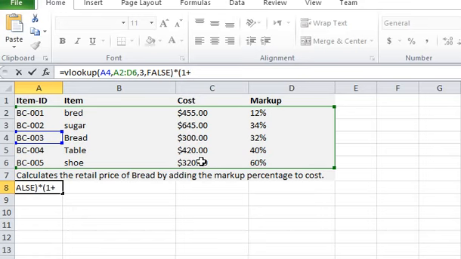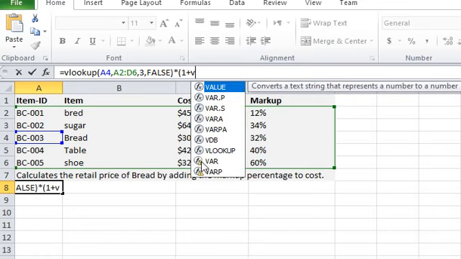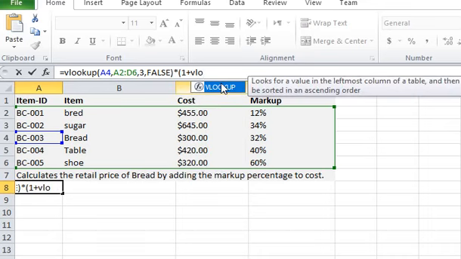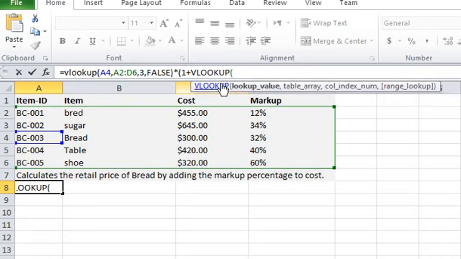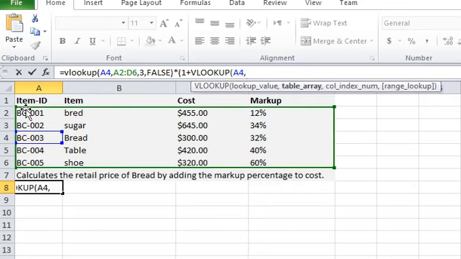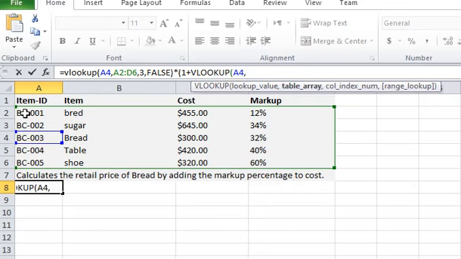VLOOKUP again, you type the same formula, VLOOKUP again. So you pick that same column. So after picking the column, you select the entire table again for the second time.